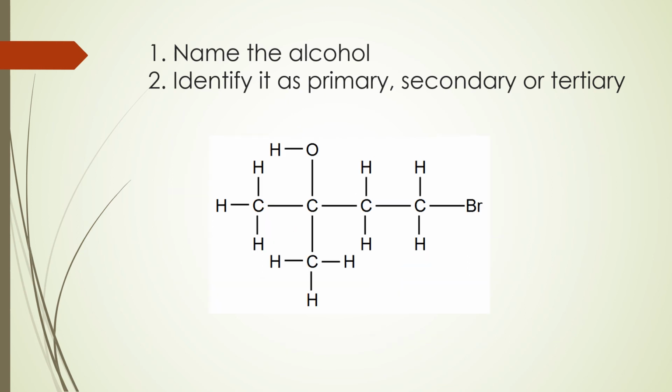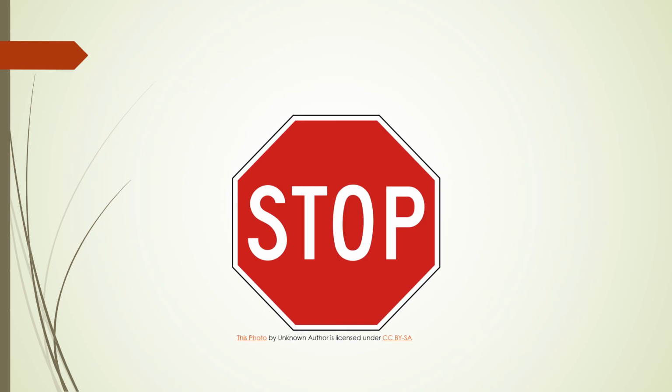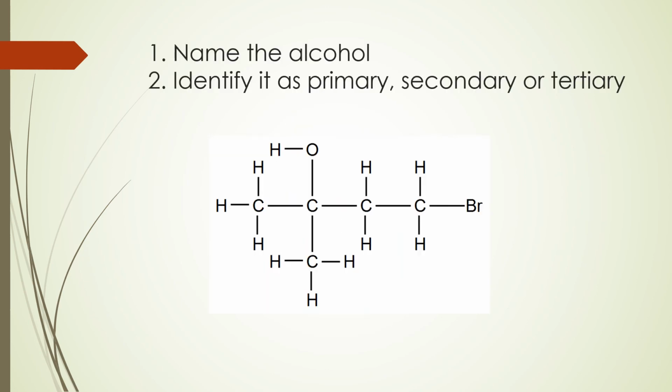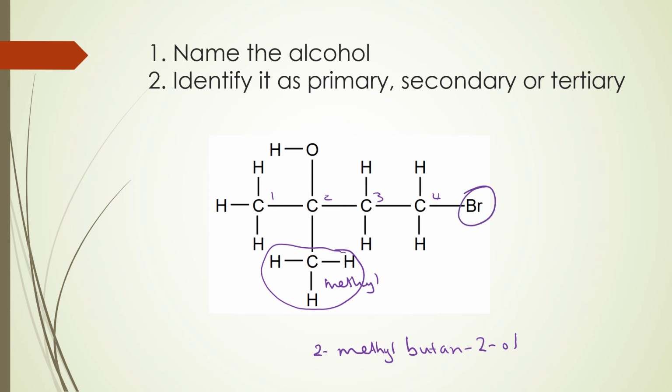Try this example. Stop the video. So find the longest chain. 1, 2, 3, 4. So it's butan-2-ol. We have a methyl, and that's attached to carbon number 2. We have a bromo, attached to carbon number 4. Now this carbon here is attached to 1, 2, 3, so it's a tertiary alcohol.